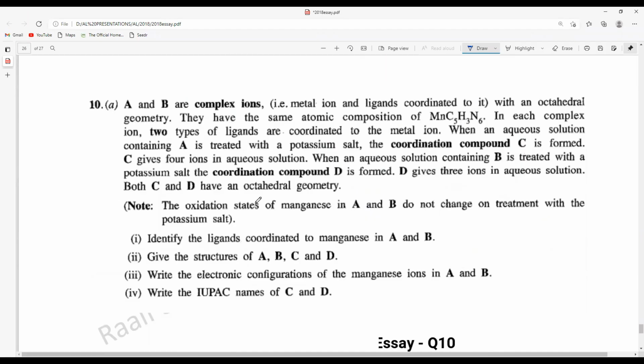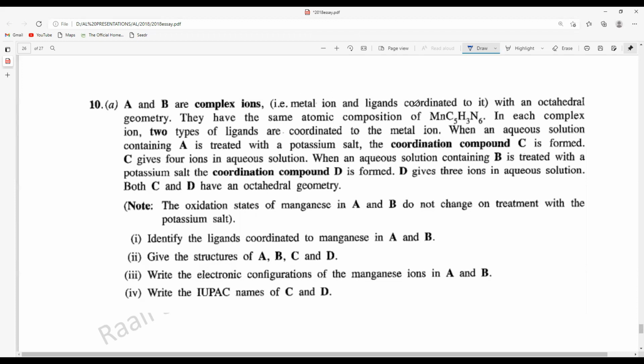So we will go through this very quickly. A and B are complex ions, with a metal ion and the ligands coordinated to it. So this question is very similar to the previous paper as well, like 18 and 7. You see now the trend is changing a little bit.